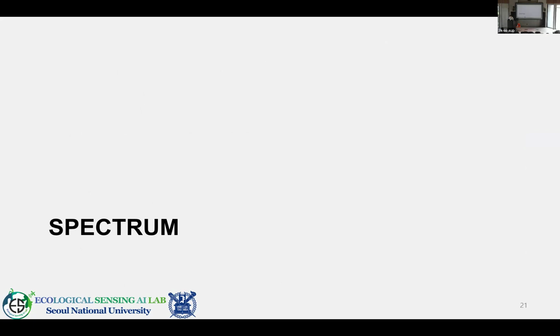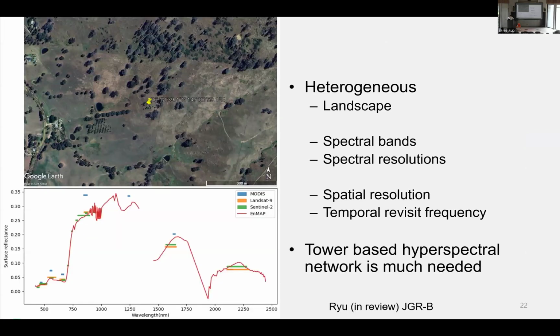And then finally, let's move to spectrum. So that is one example. That is Australia. I just chose one spot, and the bottom figure is the spectral reflectance. Here, the x-axis is wavelength, and the y-axis is surface reflectance. The blue is MODIS, orange is Landsat 9, green is Sentinel-2, and red is EnMAP. I attended a hyperspectral workshop in Valencia this June, and I was quite surprised that hyperspectral satellites are very common. Lots of projects, lots of people are now using hyperspectral satellites, not drone, not tower-based, but from space. That is the reality.